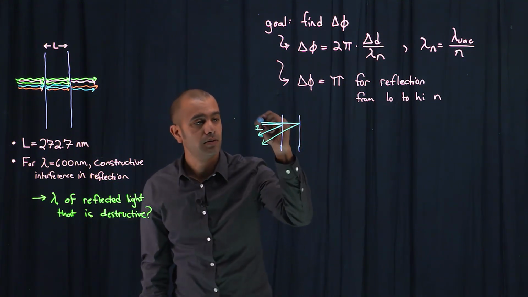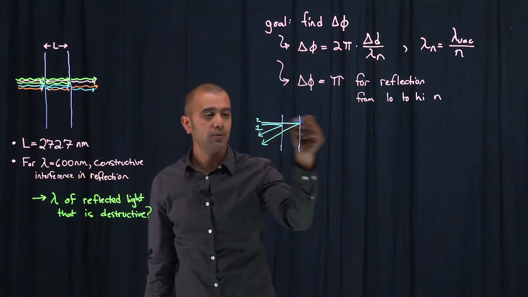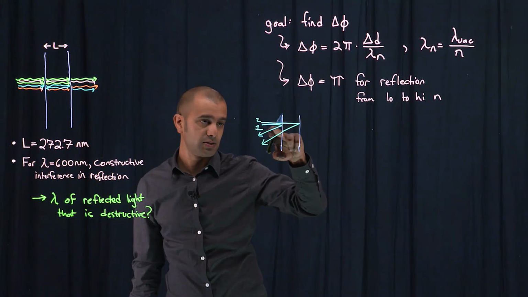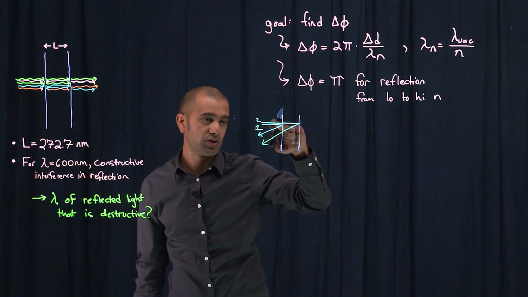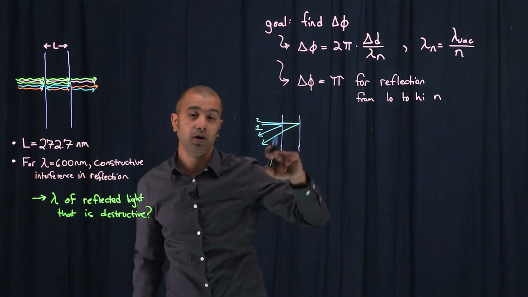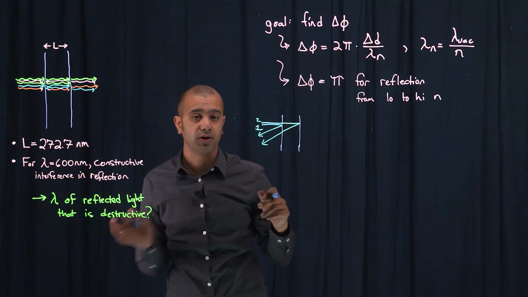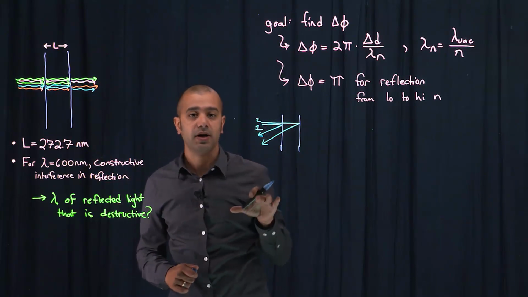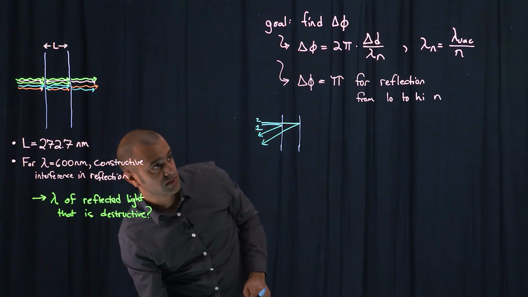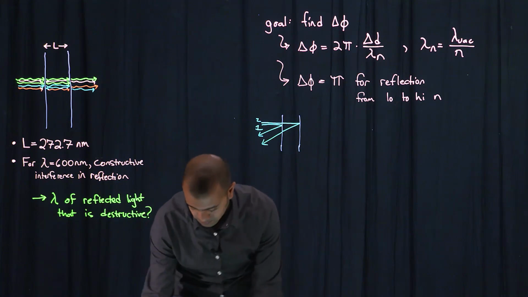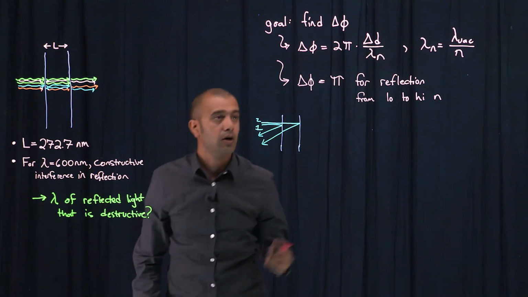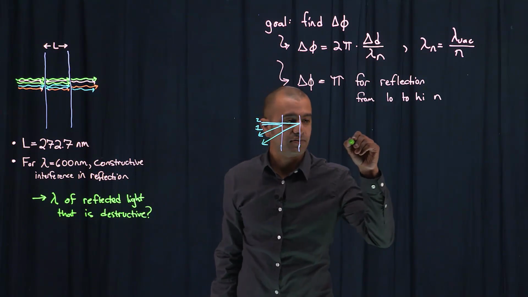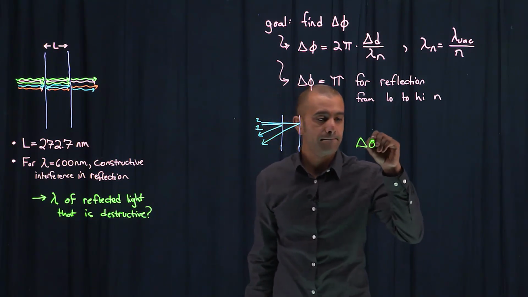I'm going to call the first one 1 and the second one 2. Notice that wave 1 only traveled this distance by that point, whereas wave 2 had to travel this extra distance by that point. Also, they undergo different reflections. So you're going to have all kinds of phase differences arising from the difference in these paths. Now, what we need to do is tabulate what these phase differences are, which I will do right below it. So the goal here is to find delta phi.